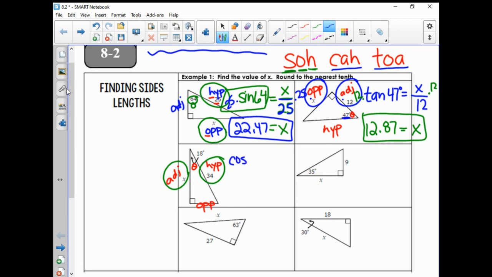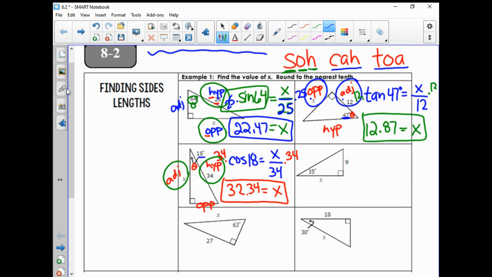So we write our cosine of our angle, which was 18 degrees, is equal to A is first, so that x goes first, over the hypotenuse, which is 34. And we solve by multiplying both sides by 34. And so in our calculator, when we do our 34 times the cosine of 18, it gives us a value of 32.34. And that is our missing side. That's how long that adjacent side is.